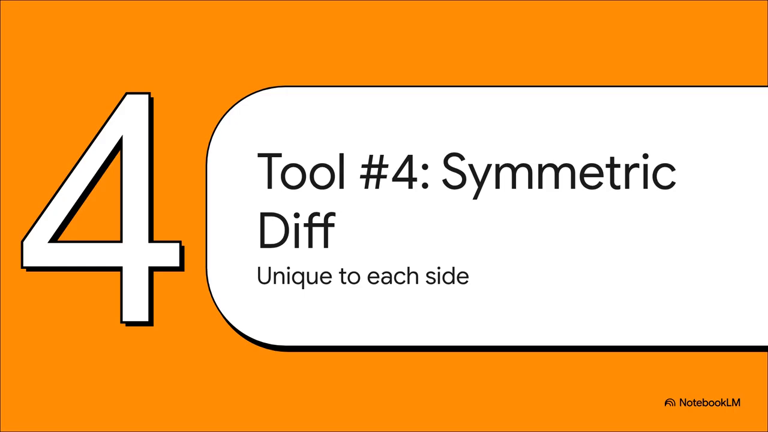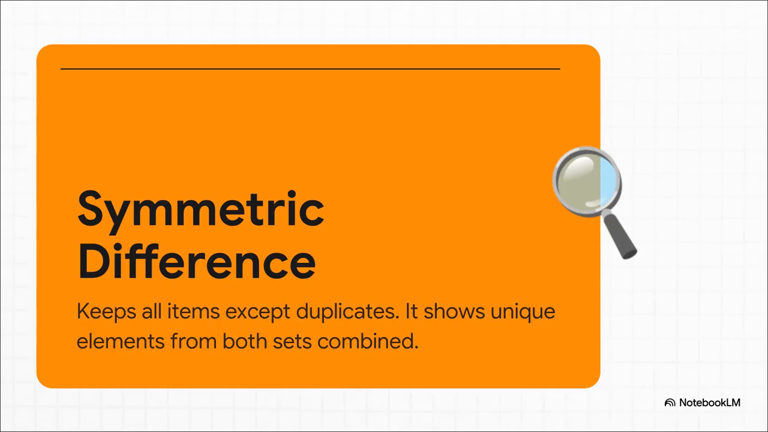It's called the symmetric difference. Okay, so think about it like this. A regular difference tells you what's unique to just the first set. The symmetric difference tells you what's unique across both sets. It gives you everything except for the stuff they have in common. So it's the items that are in one set or the other, but not in both.